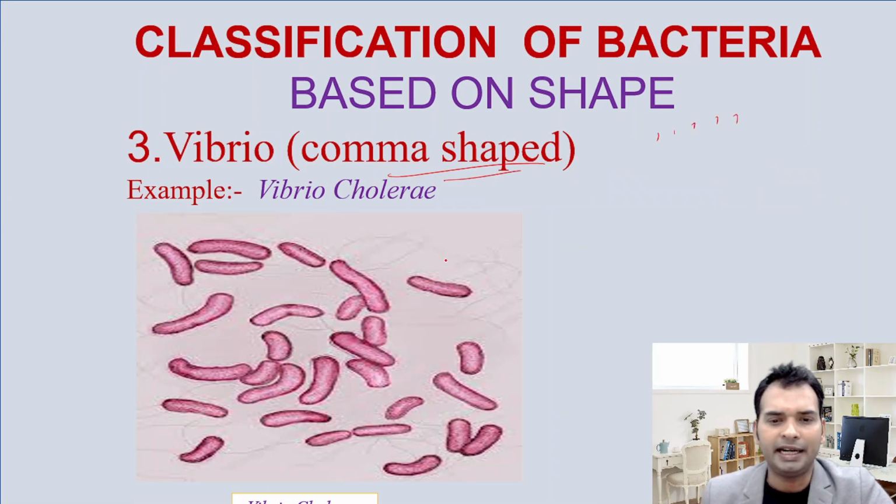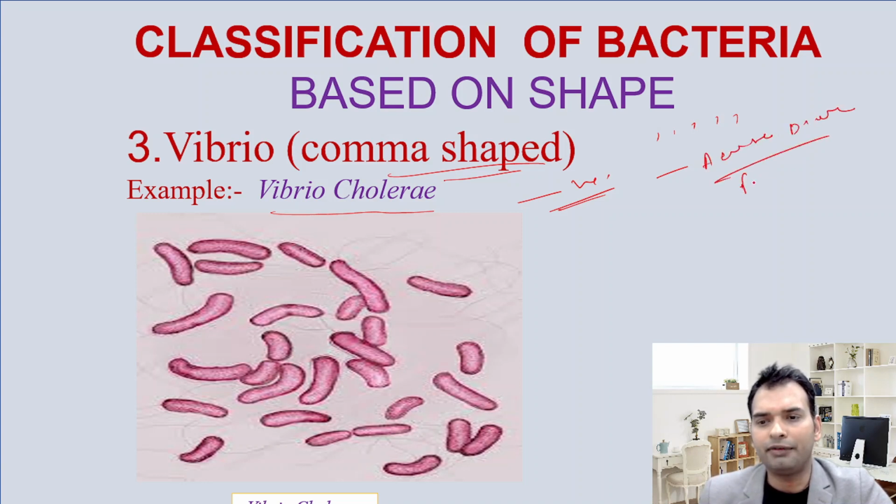And here I have taken the example of Vibrio cholerae, and they are gram-negative bacteria. It produces acute diarrhea, meaning frequent passing of stool. In short, Vibrio means comma in shape, and here I have taken the example of Vibrio cholerae. They produce acute diarrhea, and they are gram-negative bacteria.